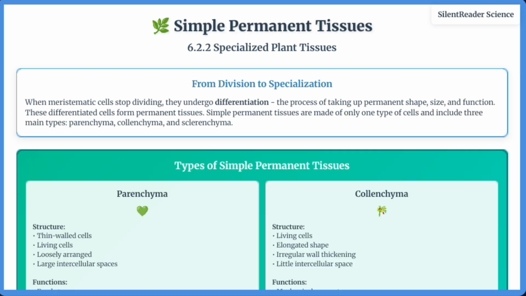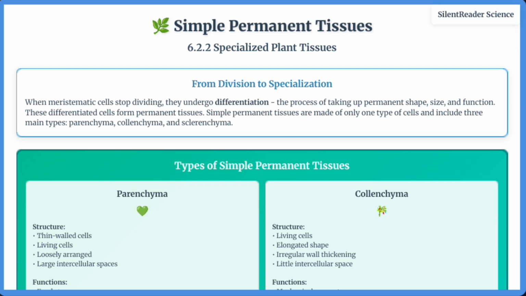Let's examine simple permanent tissues in plants, the specialized tissues that result from cell differentiation. When meristematic cells stop dividing, they take up permanent shapes and functions. Parenchyma is the basic packing tissue with thin walls and large intercellular spaces, functioning in storage and photosynthesis.